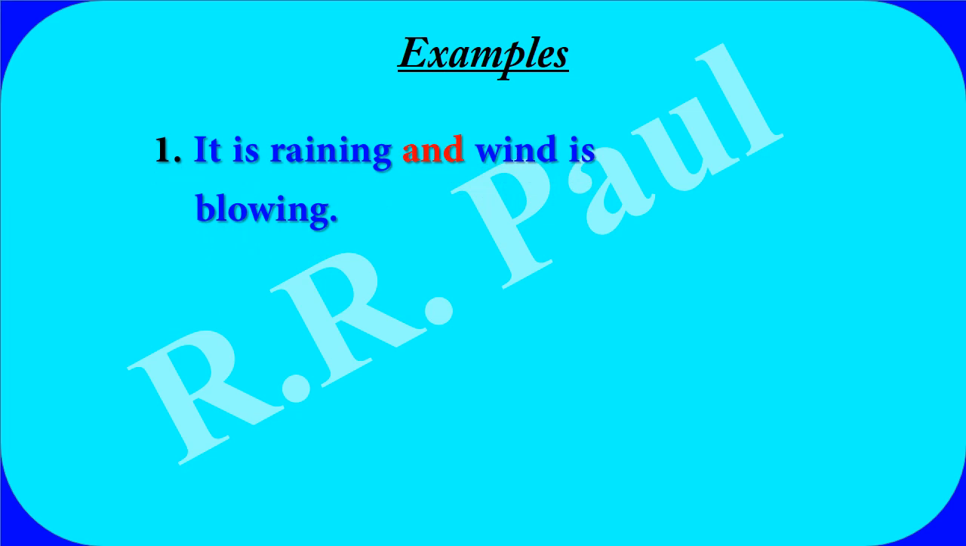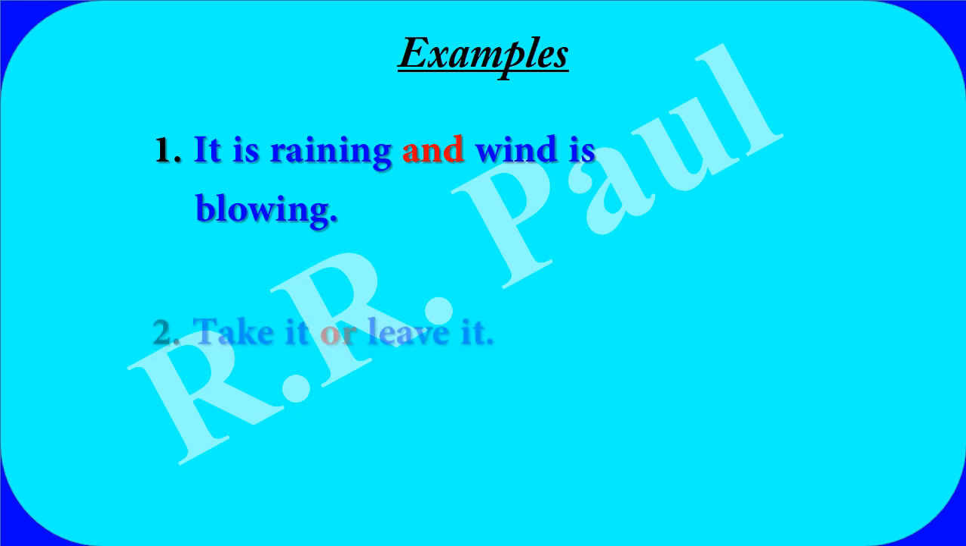First one, it is raining and wind is blowing. It is raining is a sentence and wind is blowing is also another sentence, meaning proposition. So two propositions are there in the same compound proposition. And these two simple propositions are joined with the help of and. So what is and? That we'll be seeing later on. And check out other examples of compound proposition.